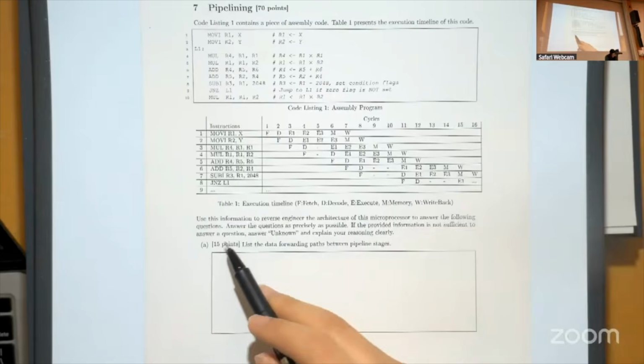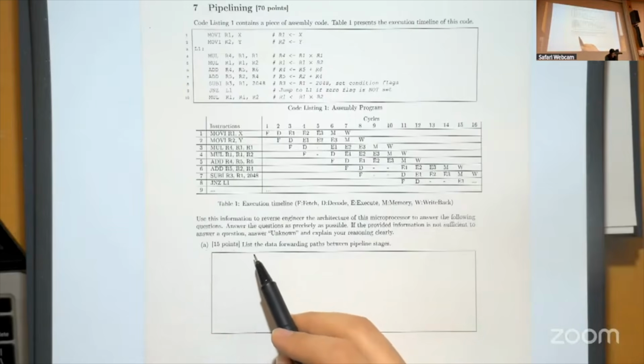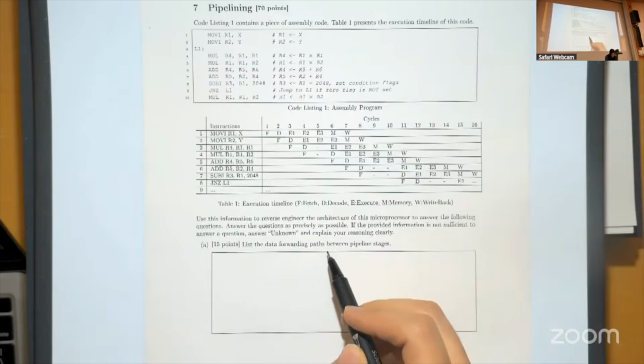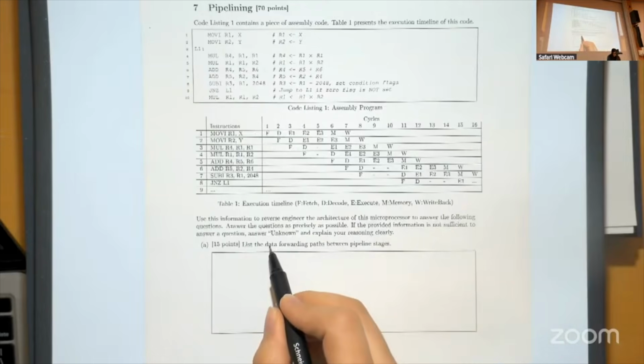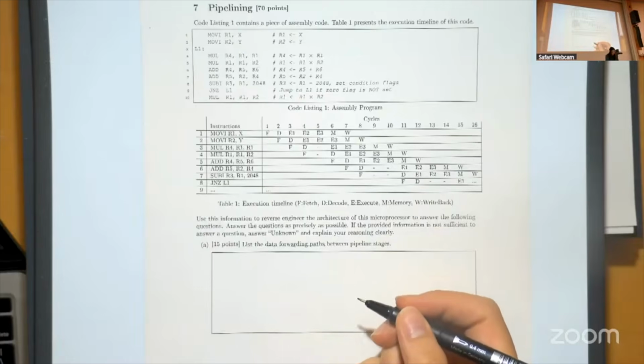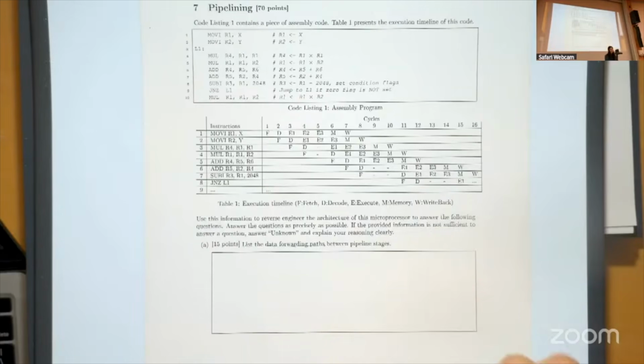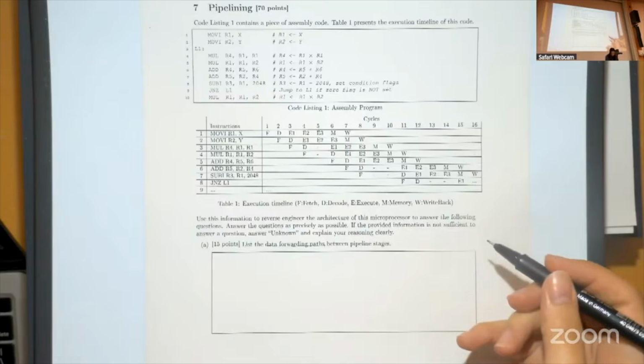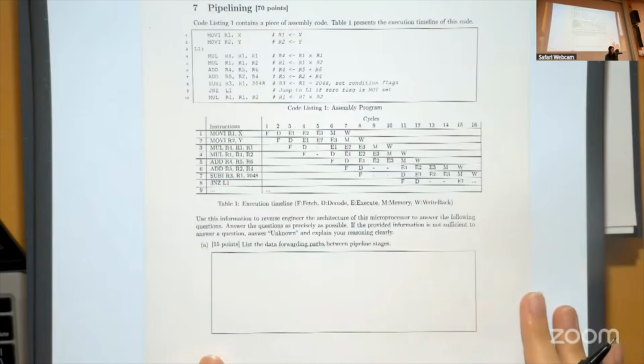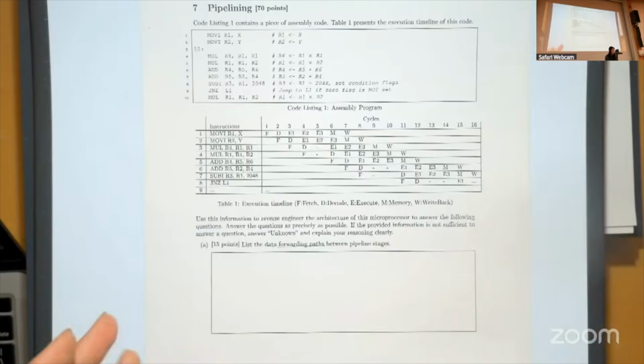And the first part of this question asks you to list the data forwarding paths between pipeline stages. So the data forwarding paths, basically, enable you to use register values that are not yet written back to the register file. So you can basically forward the result of an instruction early to the next instruction if the data forwarding path is implemented in the microarchitecture. So for this part, we first need to identify which register values are used before they are written back. And to do so, we first need to understand the data dependencies.